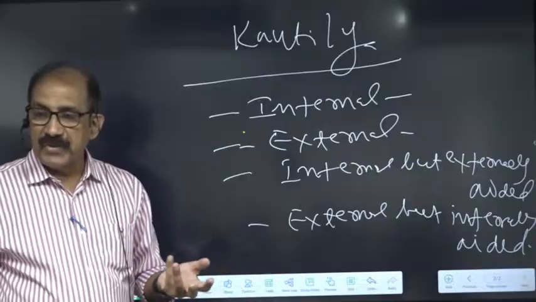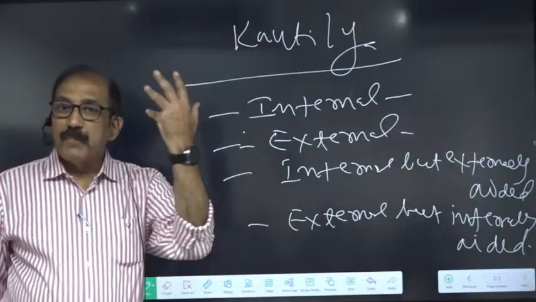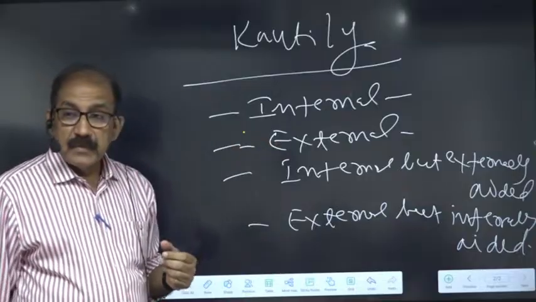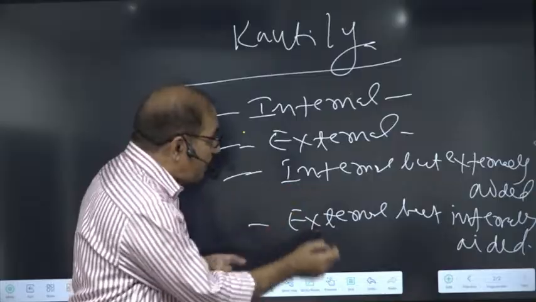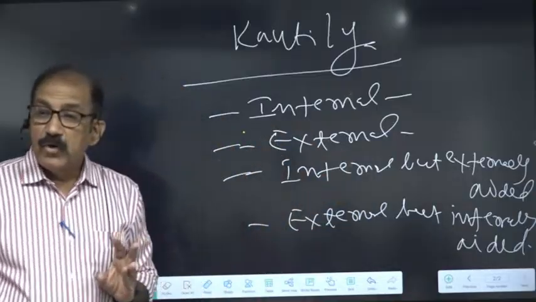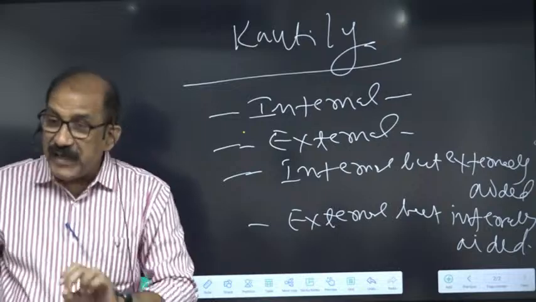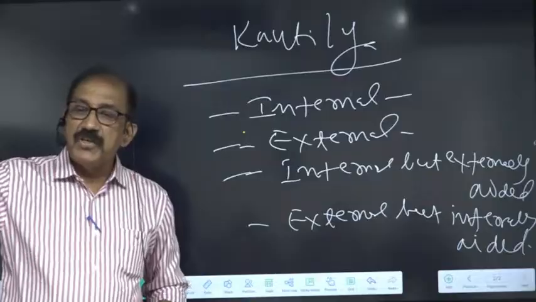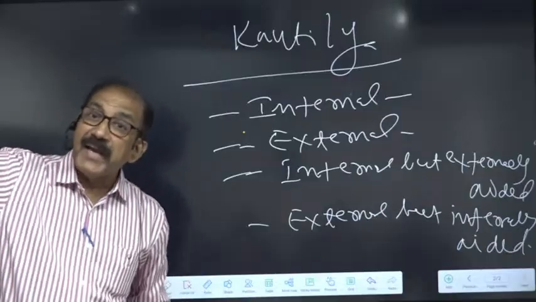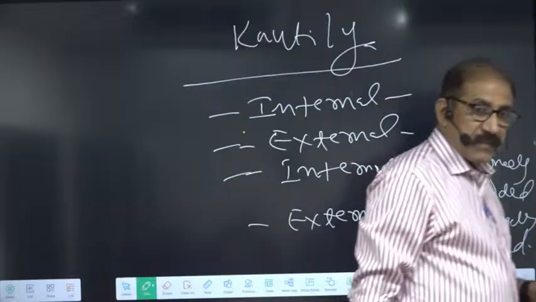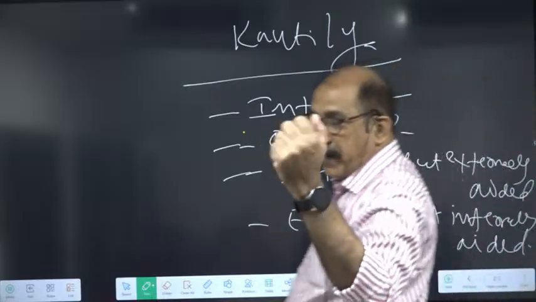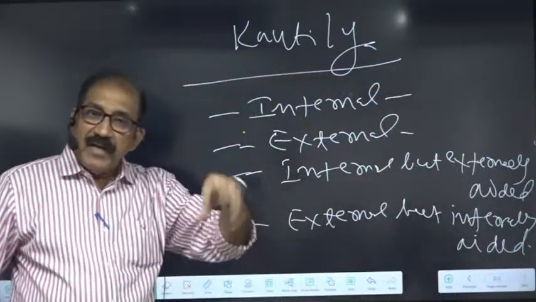Your enemies from outside. You get an attack from Pakistan, you get an attack from China. Your external enemies. Okay? Third is internal but externally added. Now what does it mean? The threat is from within, but they are supported by an outside force. For example, separatists in Jammu and Kashmir, supported by ISI from Pakistan. Insurgency in Northeast, getting weapons from China, getting weapons from Myanmar. Internal but externally added.